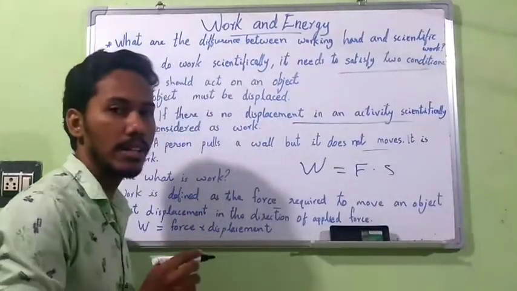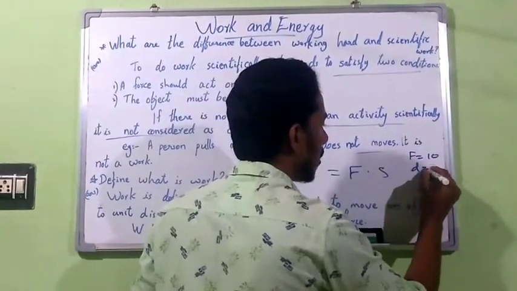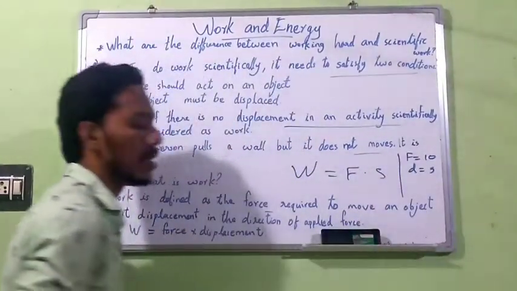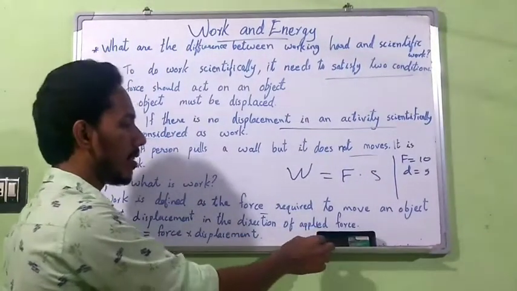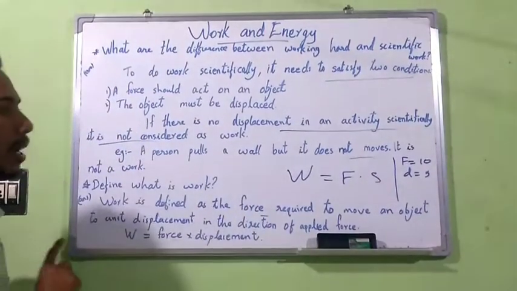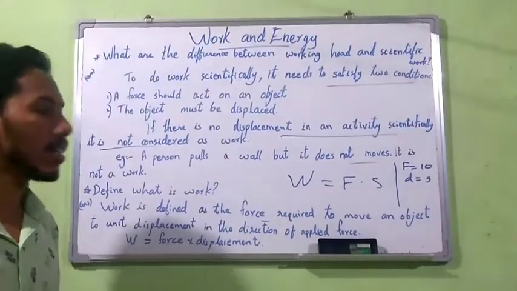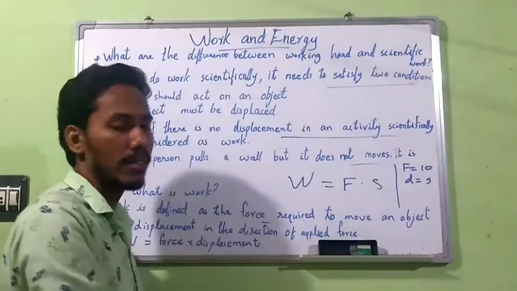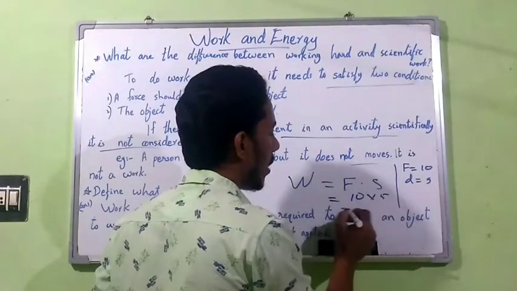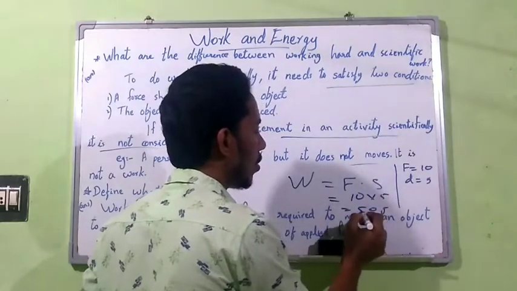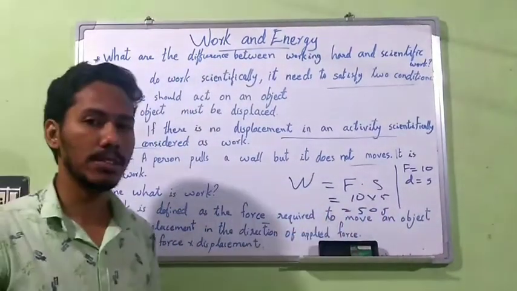Calculate the work done if force is 10 and displacement is 5. A person moves this duster 5 meters by applying a force of 10 Newton. Find the work done. Work done is equal to F into S, 10 into 5, that is 50 joule. Unit of work is joule. 50 joule is the answer.